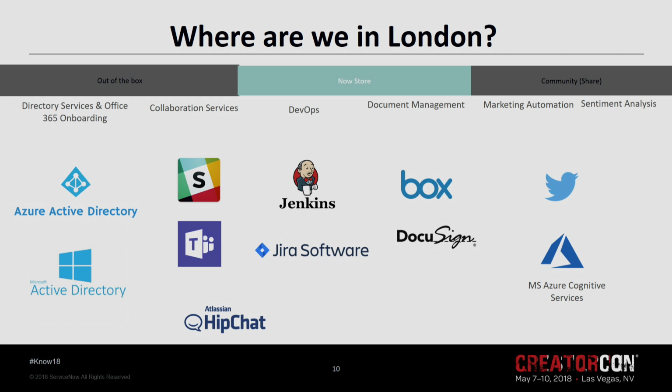So we have Azure Active Directory, Slack, Teams, Active Directory. We're also releasing stuff on the store out of band: Jenkins, Box, Jira, DocuSign, and the community. We have Twitter and Azure Cognitive Services. So in London, at some point, out of the box, you're going to get these things on the left-hand side. Coming closely after that, or if not before London, you might see some of the stuff in the middle and the right-hand side. But we're not stopping there. And I forgot HipChat. It's chilling out down there. I didn't see it.